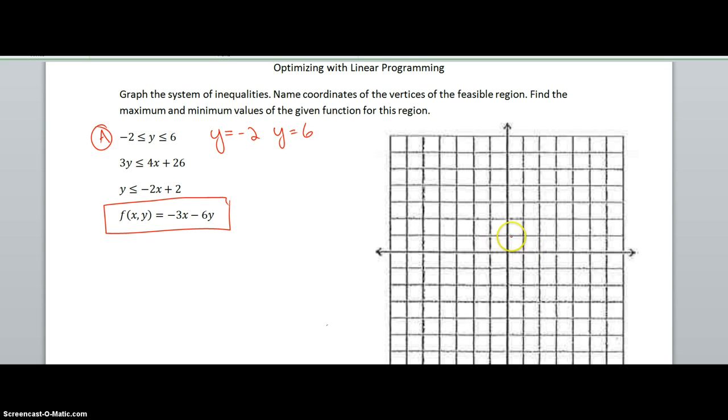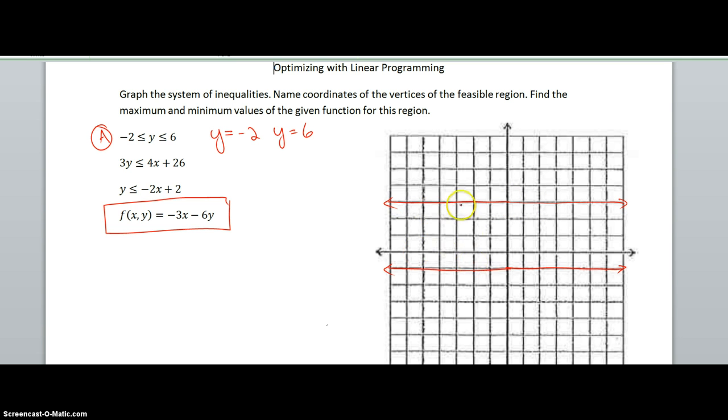So I'm going to go to where y equals -2. Boom. And I'm going to count by twos here, my scale. So this is -2 right here. And I'm going to draw my line, which is a solid line at -2. There's my first region. Okay, next graph. I'm going to graph y equals 6. So when y is 6, 2, 4, 6, I have another line.